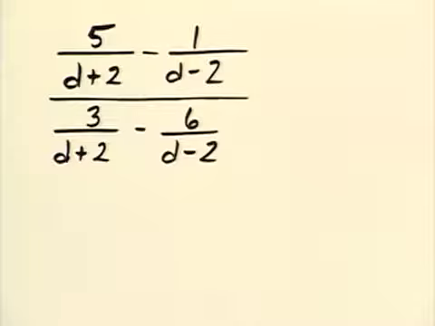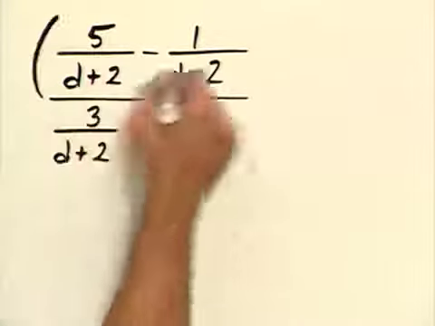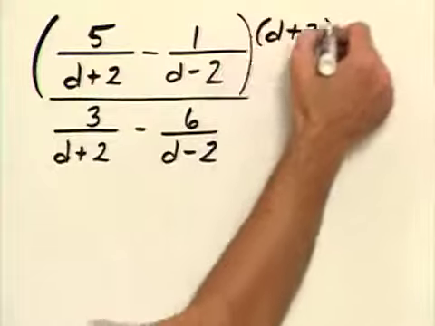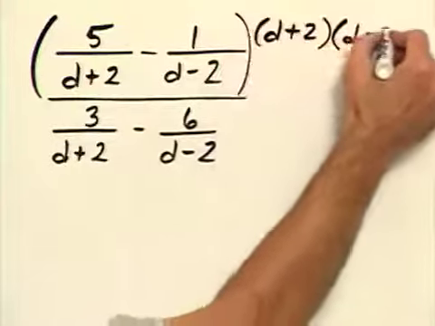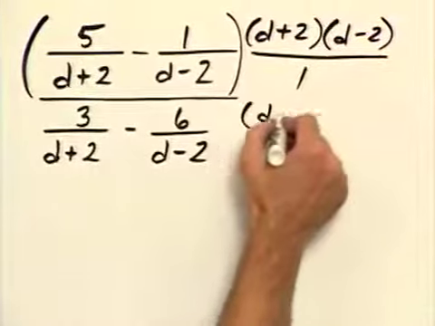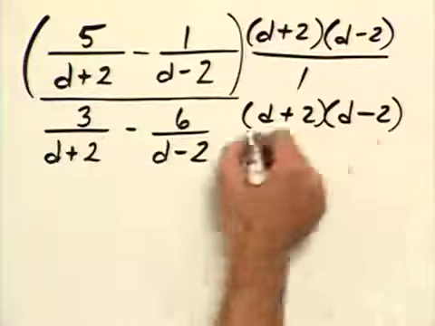To simplify this complex fraction, we're going to use method 2 this time, where we find the least common denominator out of all of our denominators, all 4 of them, and multiply the top by that least common denominator, d plus 2 times d minus 2, and the bottom also by that least common denominator, d plus 2, d minus 2.